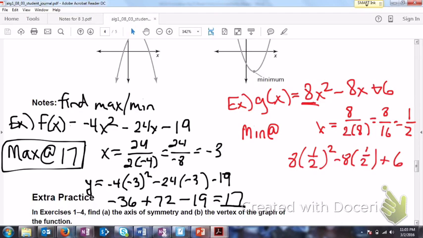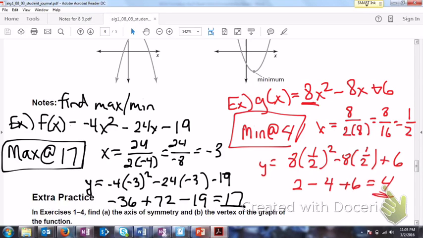1/2 squared is 1/4. 1/4 times 8 is 2. 8 times 1/2 is 4, so minus 4 plus 6. 2 minus 4 is negative 2, plus 6 is 4. So our minimum value is 4. So to find the maximum and minimum value, we actually have to find the x value first, and then the y value. Alright, some good stuff there with finding the line of symmetry, the vertex, the minimum, maximum value.